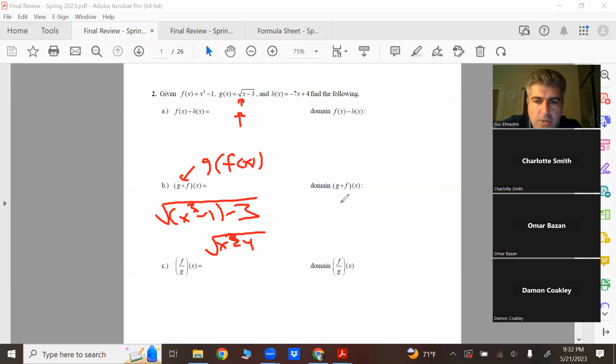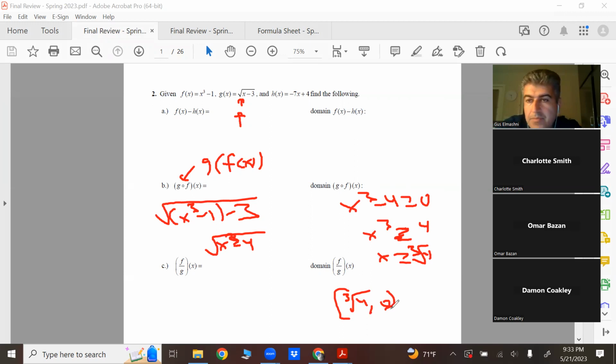The domain, you have to make sure anything inside a radical stays positive or equals 0. So X has to be greater than or equal to the cube root of 4. So cube root of 4 to infinity, and there you go.